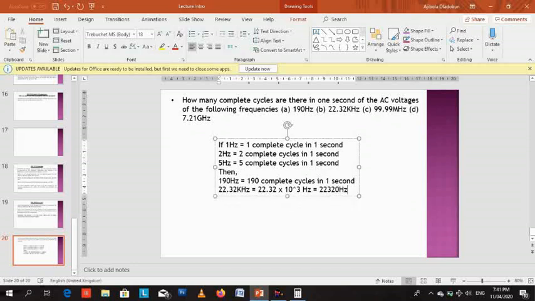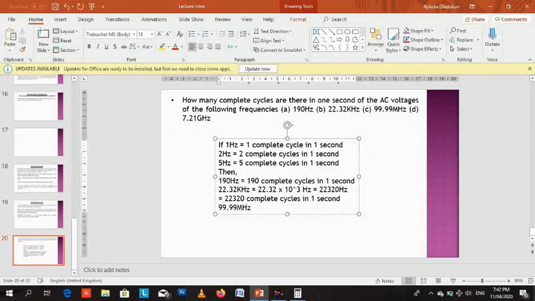So that means that for a 22.32 kilohertz signal, there are 22,320 complete cycles in 1 second. If you generate that kind of signal, you're actually going to have 22,320 complete cycles in 1 second. So the voltage will rise to V peak, drop to minus V peak, and go back to 0. To do that 22,320 times in 1 second, that's a lot.